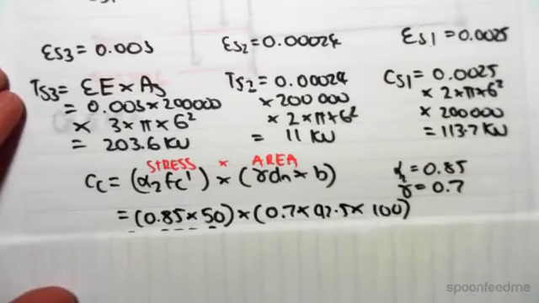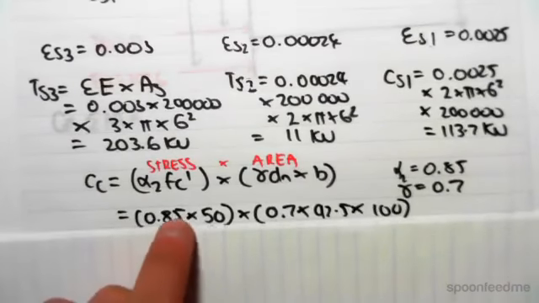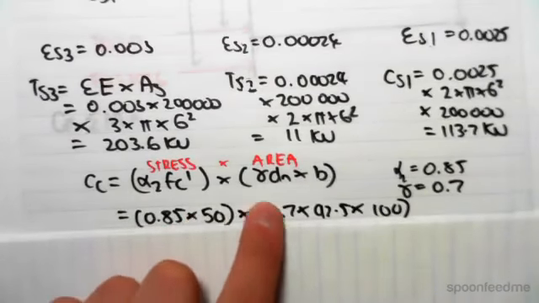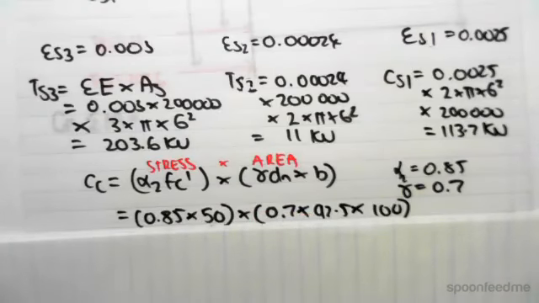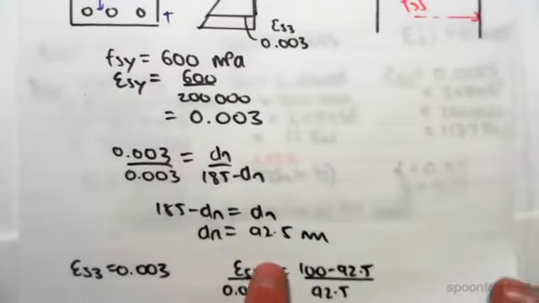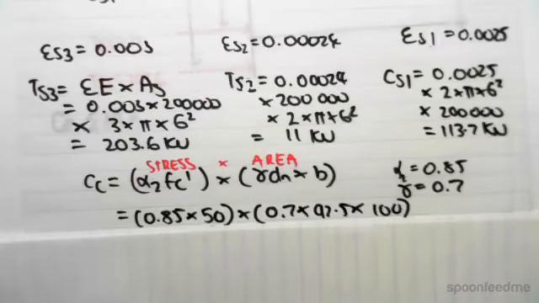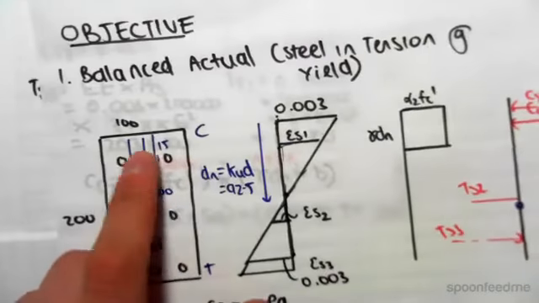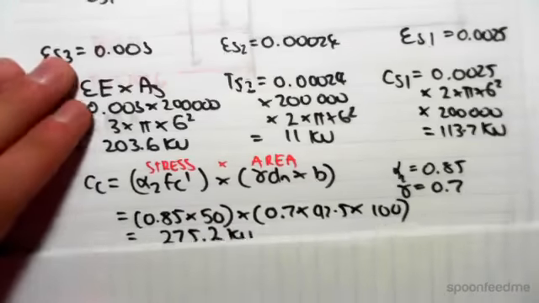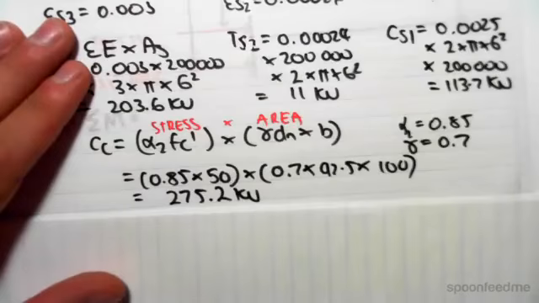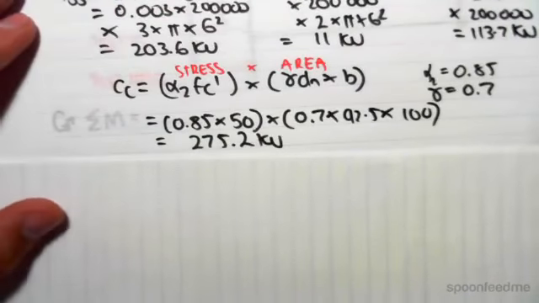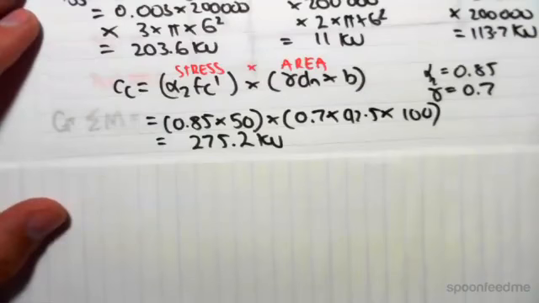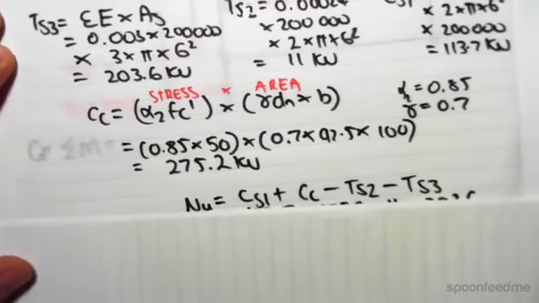So working this out, we would have 0.85 by 50 MPa by 0.7 for gamma by 92.5, which is what we found in the previous video for the distance to the neutral axis, times by b, 100, which was the width of the concrete. So if you were to work that out, you would find you would get a compression in the concrete of 275.2.